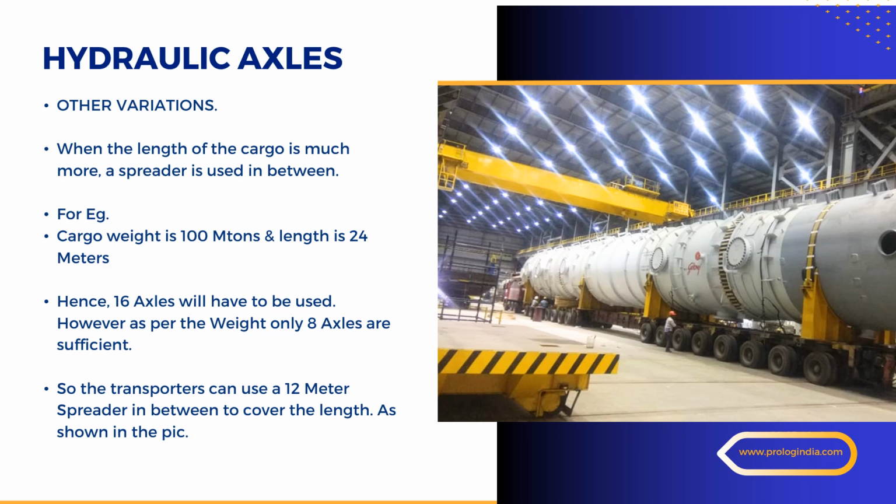So what they do is, front side they will put 4 axles, back side they will put 4 axles. Okay, 8 axles which are the minimum required for the weight of the cargo, and then in between these 8 axles they'll use a 12-meter spreader to cover the length of the package.